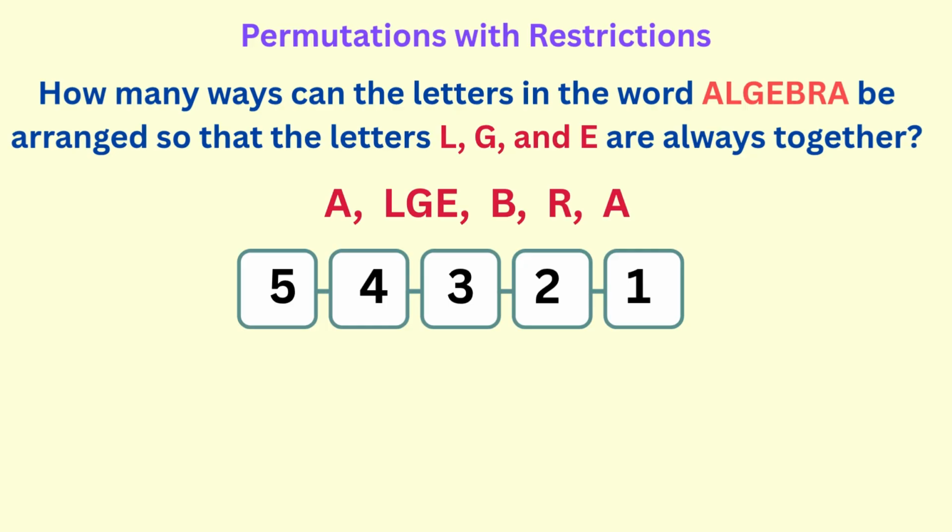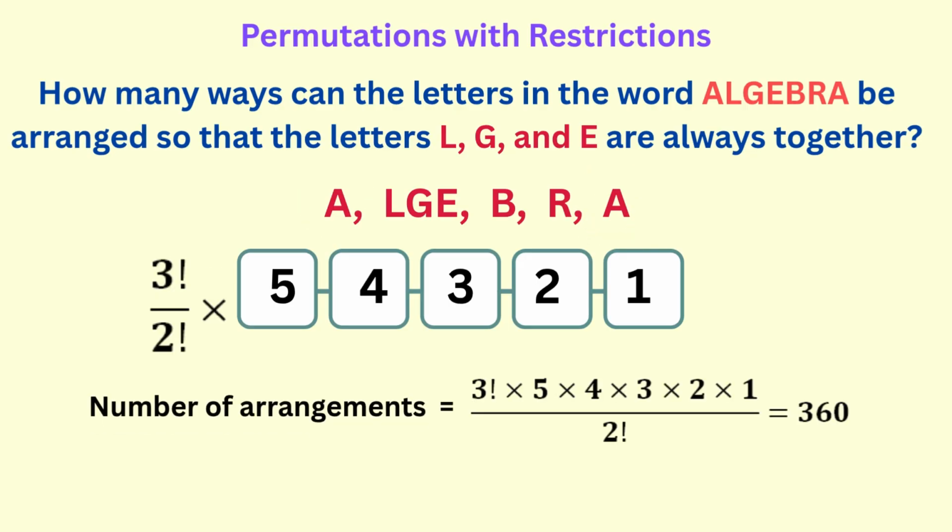Now, inside one of the boxes is the unit LGE. The letters within the unit LGE can be arranged in 3 factorial ways, since it consists of 3 distinct items. So we need to multiply the numbers in the boxes by 3 factorial. Additionally, we need to divide by 2 factorial, since 2 of the items are identical. That's the 2 A's. So the total number of arrangements equals 3 factorial over 2 factorial times the numbers in the boxes, which is the same as 5 factorial. So our final solution: 360 ways.